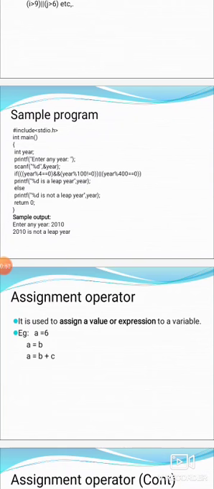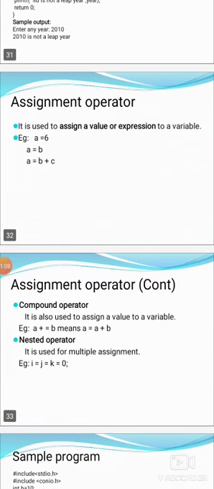2010 is not a leap year because when it is divided by 4, it does not produce 0, and when it is divisible by 100, it is not equal to 0. When it is divisible by 100, it is 0.